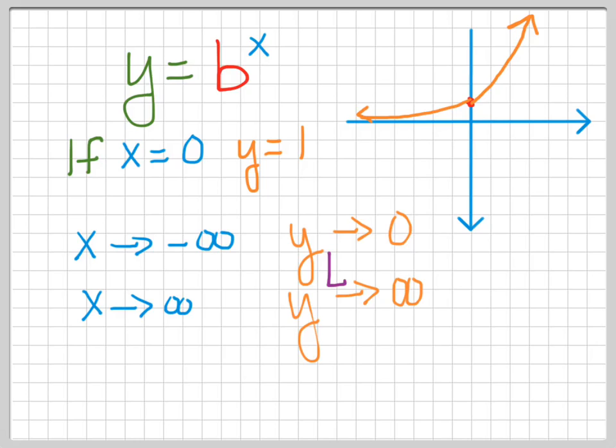If you remember, standard form is y equals b to the x. And when x is equal to 0, y is equal to 1. And as x goes to negative infinity, y goes to 0. And as x goes to positive infinity, y goes to positive infinity. And it looks like the graph in the upper right-hand corner.